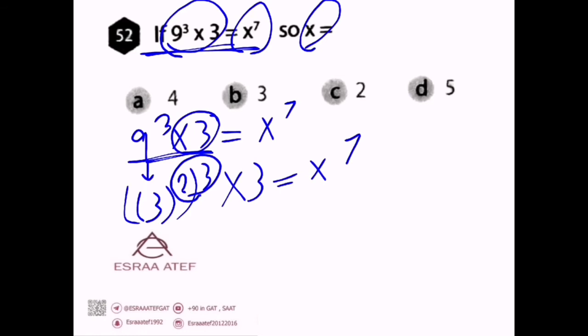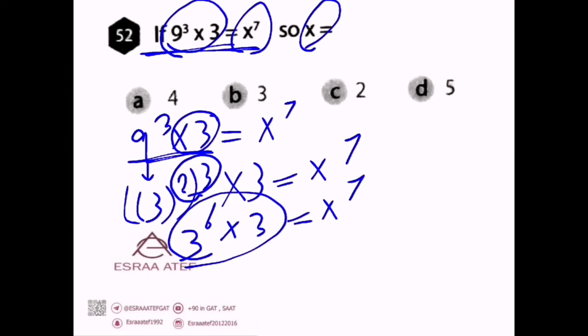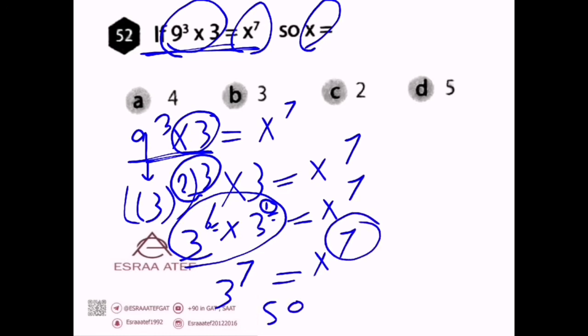And then times the powers, so 3 powered by 6 times 3 equals x powered by 7. Now it's multiplication, so we will add the powers. Here we have 6 and here we have 1. So it will be 3 powered by 7 equals x powered by 7. So we have the same powers, so x equals 3.